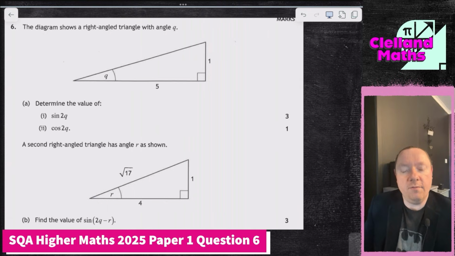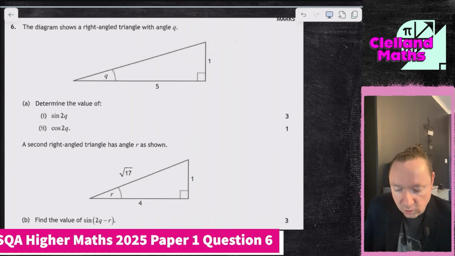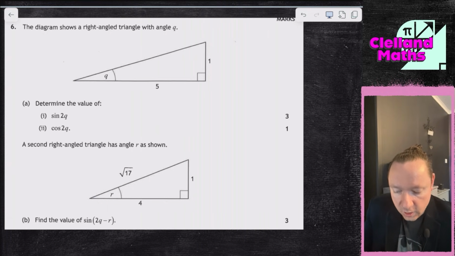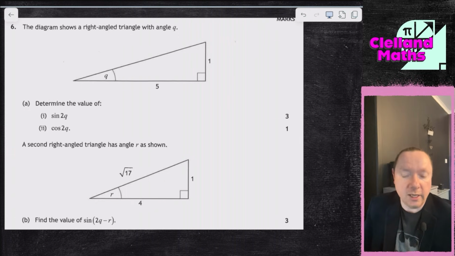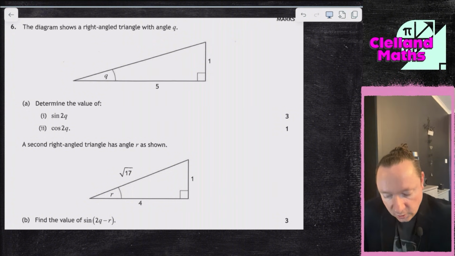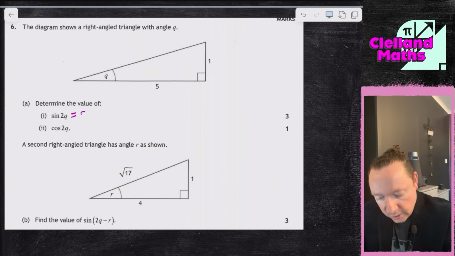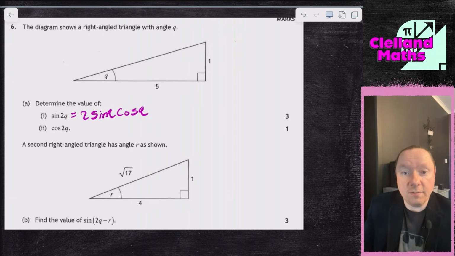SQA Higher Maths 2025, paper 1, question 6. The diagram shows a right angle triangle with angle at Q. Find sine 2Q and cos 2Q. We have a second right angle triangle, so we have to do sine of 2Q minus R. So sine 2Q is 2 sine Q cos Q. So I'm going to have to know sine Q and cos Q, so I'm going to have to do Pythagoras.